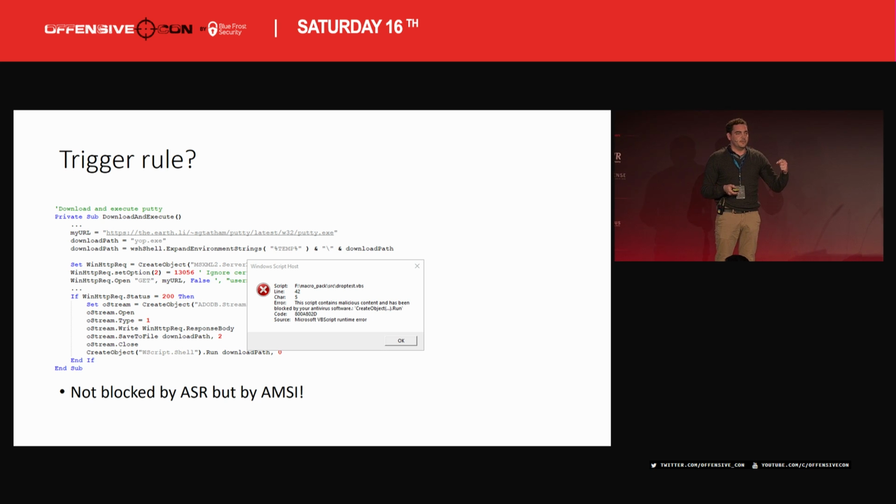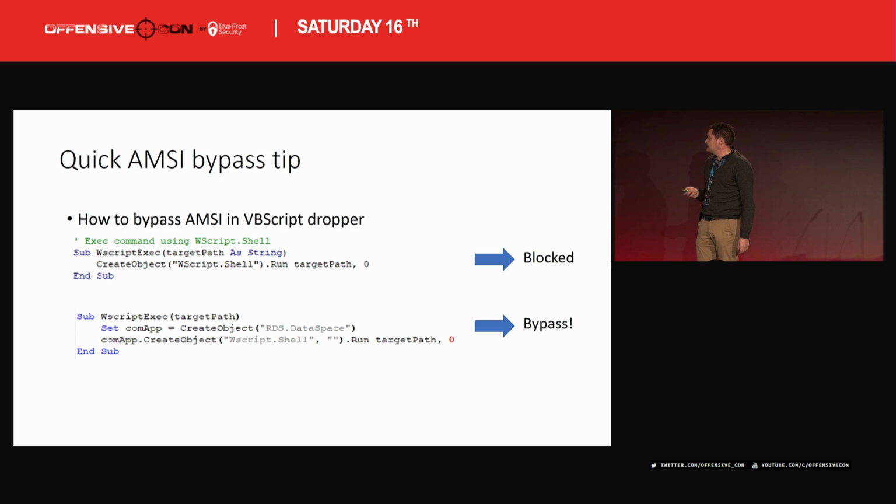With the PowerShell script I told you about earlier, I found an object really useful to bypass AMSI. Here's an example. This is blocked by AMSI, but if I use this object, RDS data space, I can create an object, a WScript shell run, and this bypasses AMSI. That's not detected.